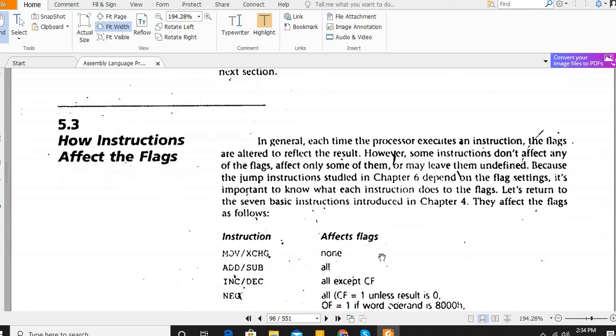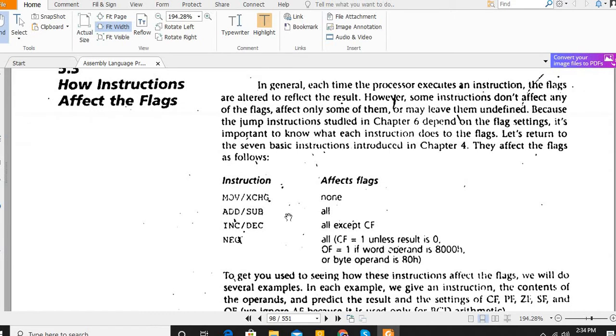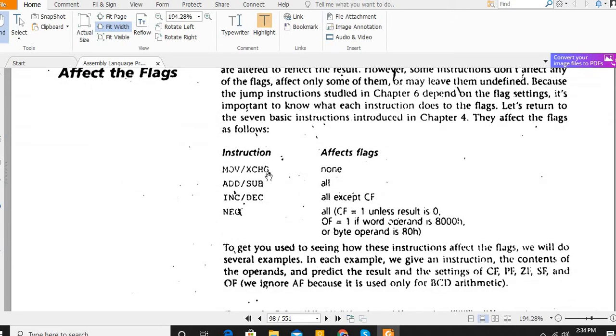And here is how the instructions affect our flags. Here we have some instructions, move and exchange. We know these two different instructions. I have already discussed both of them in chapter 4, but here we are studying what the effect will be on the 8086 microprocessor's flag register.